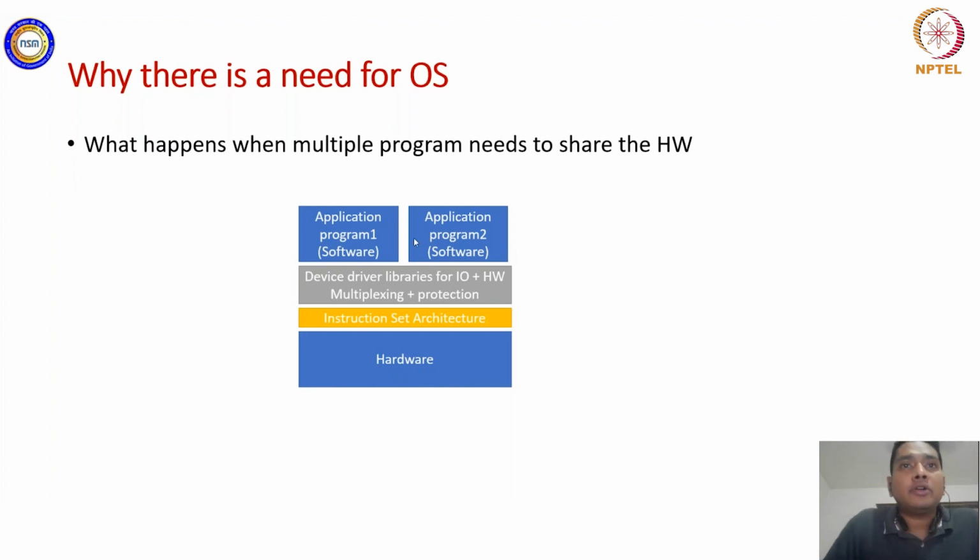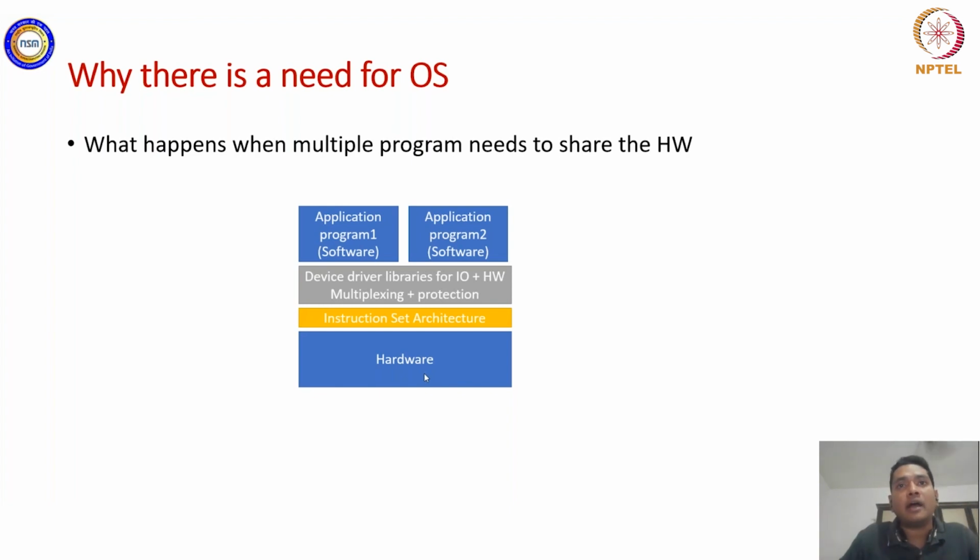So now what we are doing here, we are sharing the resources that are available in underlying hardware through this hardware multiplexing. And we are giving that illusion to these programs that they are accessing the entire resources that are available inside the hardware. Now you can see that we are evolving from these device driver libraries for IO, then hardware multiplexing, and then you need some protection as well.